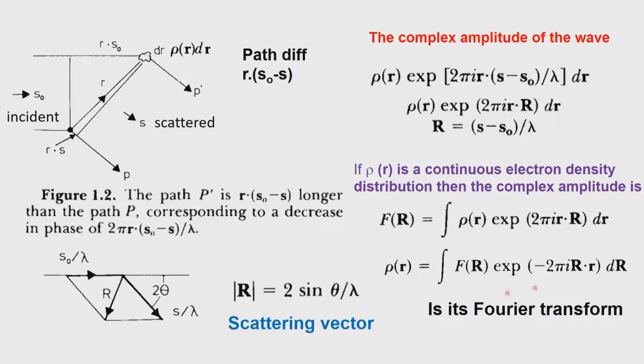It is also indicative that if we know rho of r, the electron density distribution, where the atoms are sitting and so on, we can easily calculate the quantity F(R), the whole thing can be calculated. So, if we know the structure, we can get the structure factor. If we know the structure factor, in principle we should be able to get the electron density. The only catch here is that we need to find the phase.